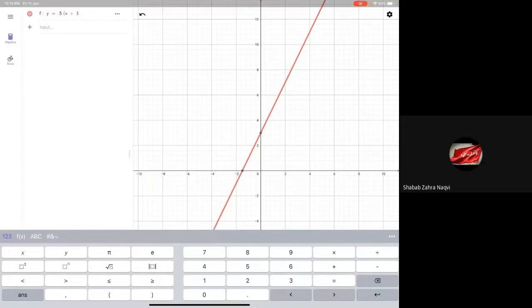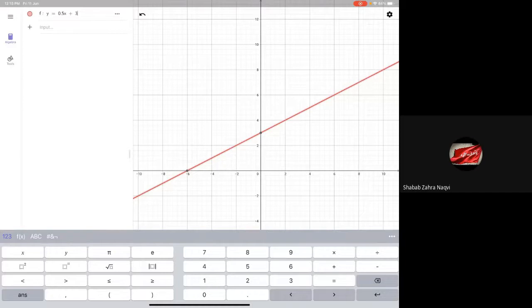You are getting my point? So if I press enter here, the inclination will decrease. See, the inclination has decreased. Can you see that? Yes, sir. But because first the slope was 2, now the slope is how much?